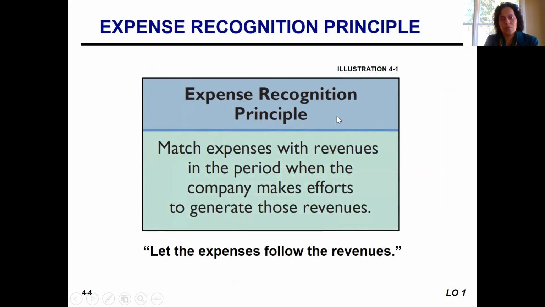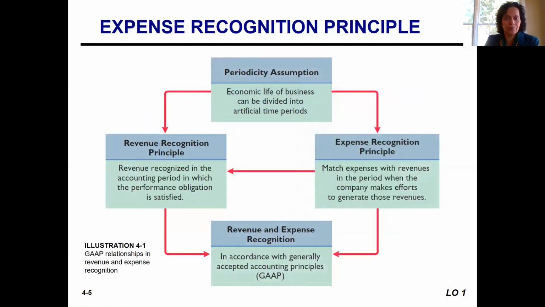Now, whatever happens with revenues, the same is going to happen with expenses. So the expense recognition principle states that we match expenses with revenues in the period in which the company makes an effort to generate those revenues. A lot of words over here, it basically says, let the expenses follow the revenues. And as we go through examples, it'll become a lot clearer what this means. So as I said, we are following GAAP, generally accepted accounting principles.